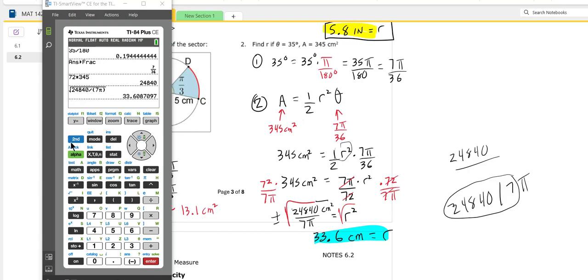Okay, so let me just show you to finish this up. If I put in square root, and then if I do 24,840, I see students do this all the time, divided by 7 pi, you're not going to get the same answer. Okay, that's real important to learn from that experience, because that happens pretty frequently with students.